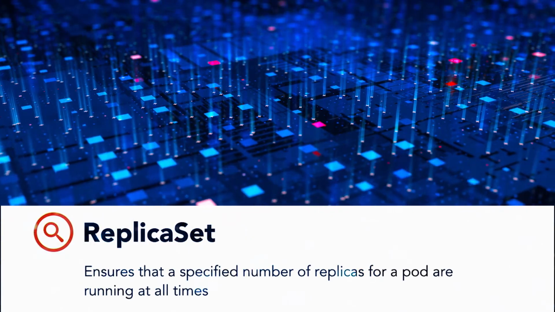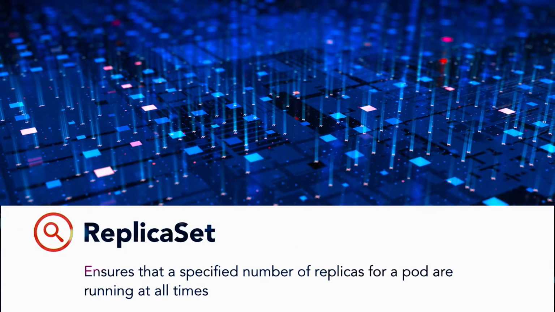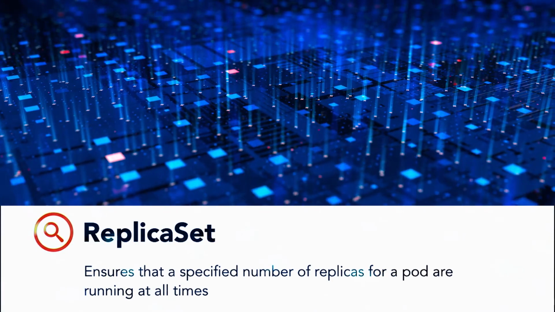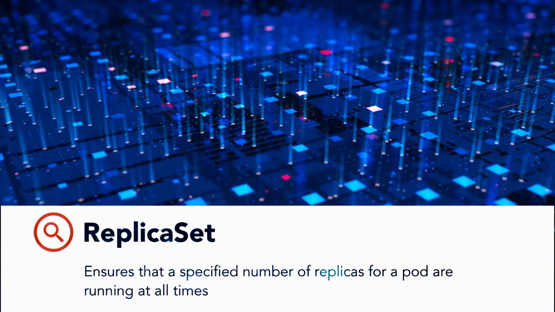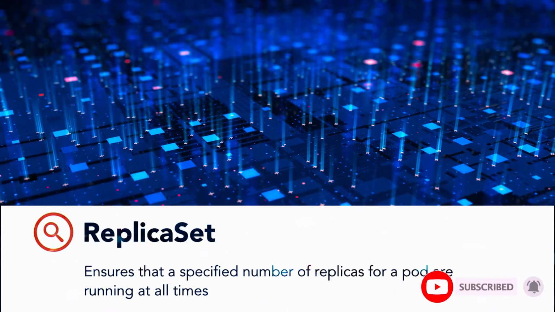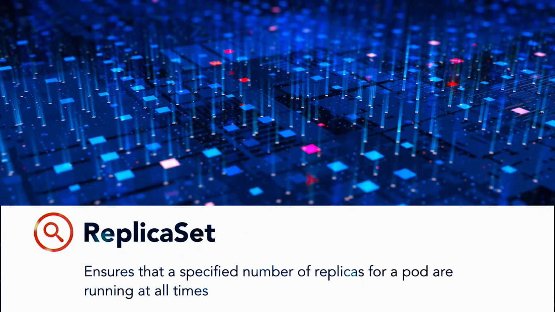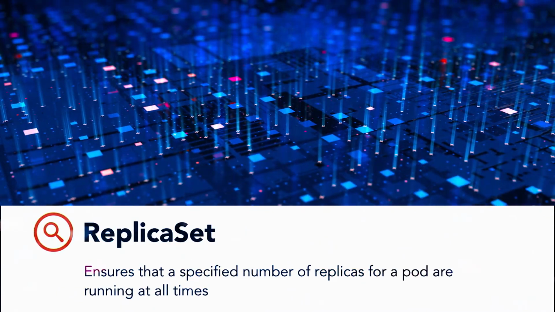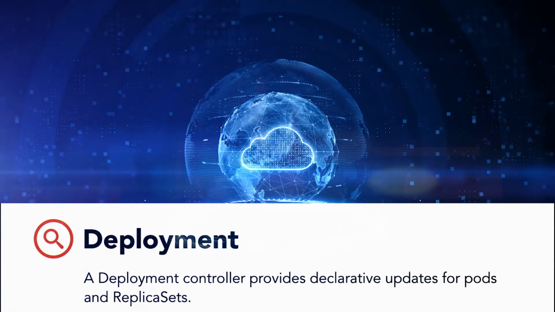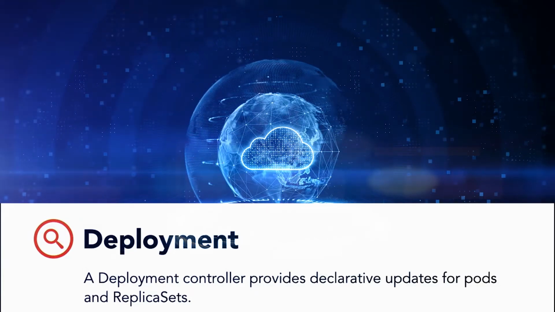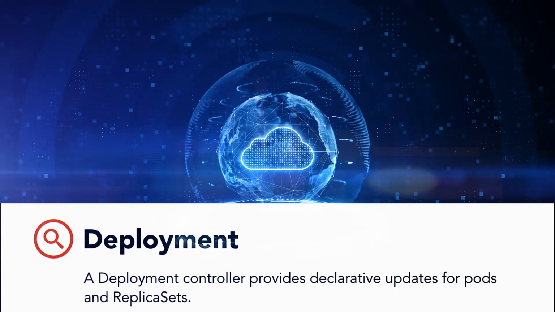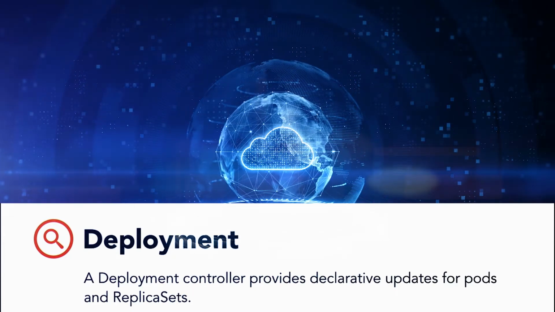First off, replica sets. A replica set has one job. It ensures that the specified number of replicas for a pod are running at all times. If the number of pods is less than what the replica set expects, for example, when a pod might have crashed, the replica set controller will start up a new pod. However, you can't actually declare a replica set by itself. You'll need to use it within a deployment. So let's look at what that is. A deployment controller provides declarative updates for pods and replica sets. This means that you can describe the desired state of a deployment in a YAML file, and the deployment controller will align the actual state to match.